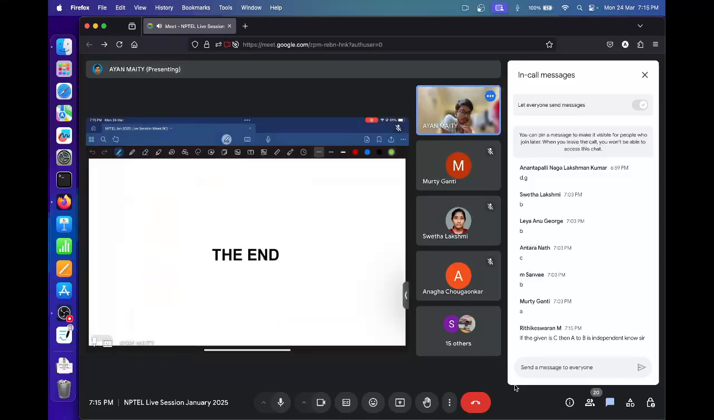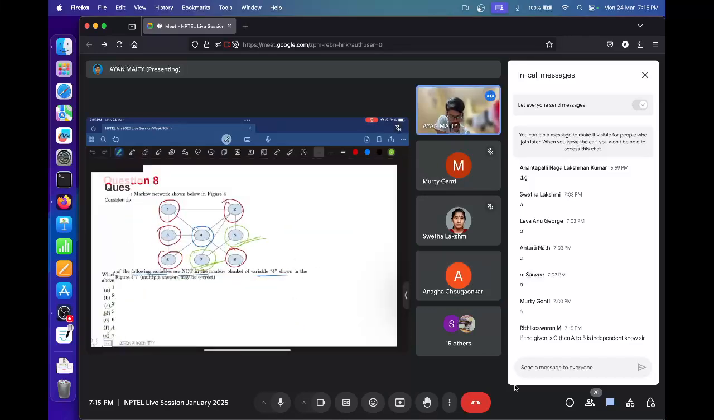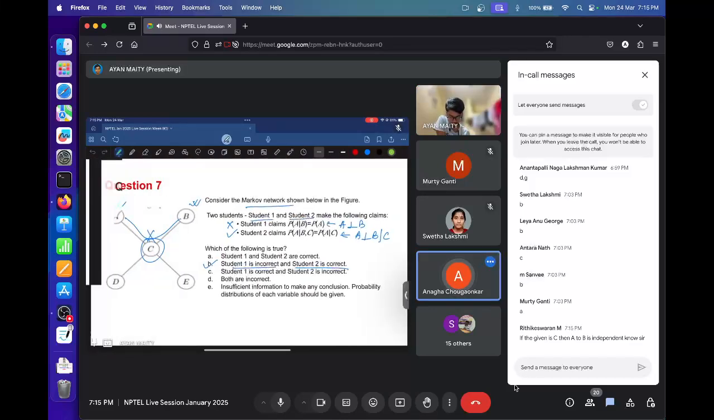Is there any other questions? Can you explain something about factorization with an example? The example that I have shown in this question.